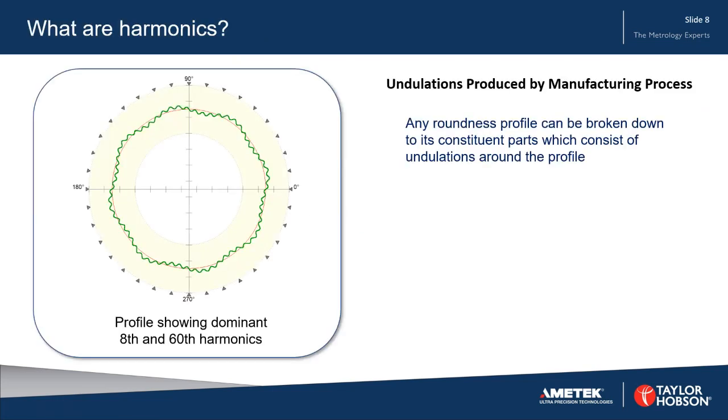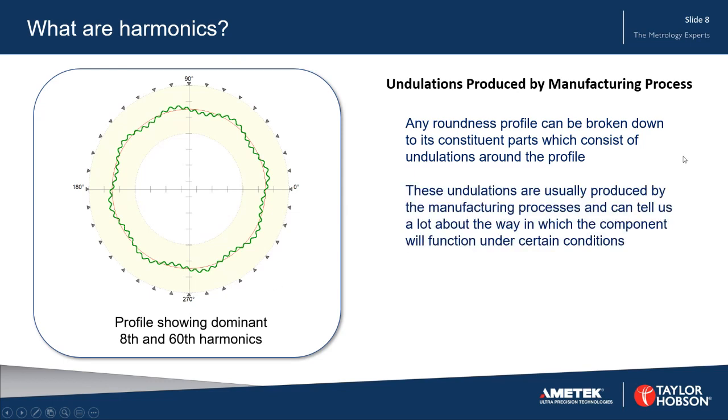So what are harmonics? Well, harmonics are undulations, and they're usually produced by the manufacturing process. Any roundness profile can be broken down into its constituent parts, which consist of undulations around the profile. You can see this example on the left, where if we counted these little undulations here, we would count 60 undulations. And we would also see a slightly lower frequency undulation here. If we count them up, there's 1, 2, 3, 4, 5, 6, 7, 8 peaks. So that's 8 UPR, 8 undulations per revolution.